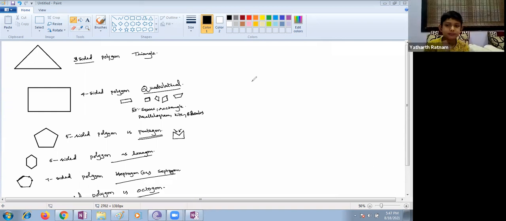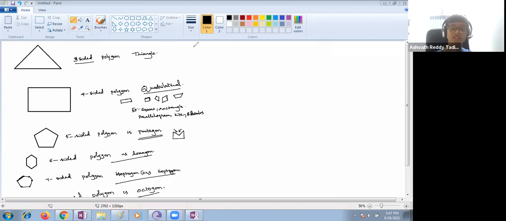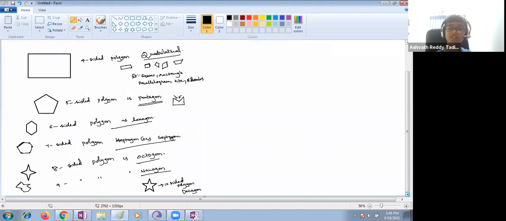Ma'am, the number of sides of a polygon depends on the size of it, ma'am. The size of the shape, ma'am. The size of the shape which we are going to draw.